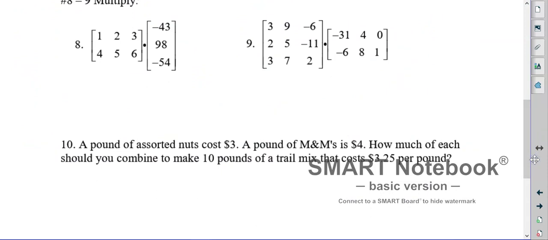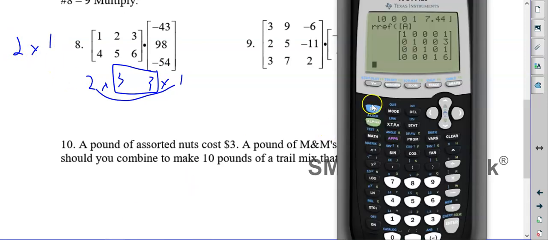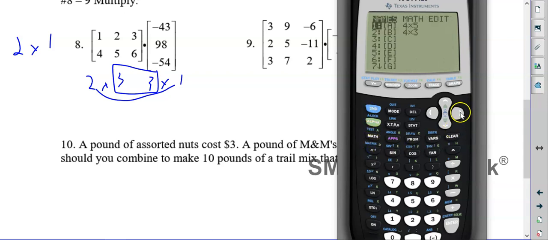Oh, 8, 9. Okay, so here we have a 2 by 3, and here we have a 3 by 1. We check the inside. It's good to go. I know my final answer should be a 2 by 1, and I'm just going to go into my calculator. So second matrix, over to edit. I'm putting in a 2 by 3. So 1, 2, 3, 4, 5, 6.